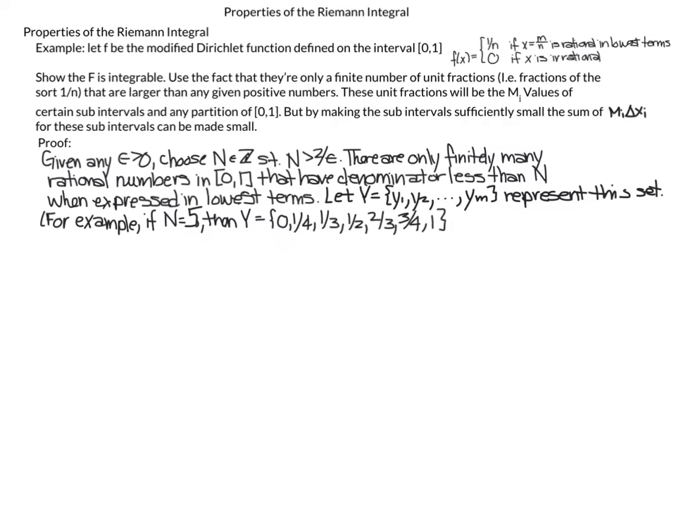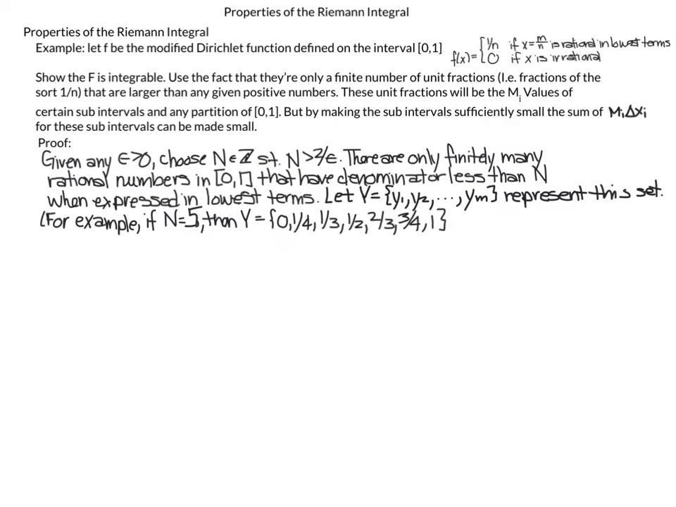So for example, if N is equal to 5, then Y is equal to 0, 1/4, 1/3, 1/2, 2/3, 3/4, and 1. And why is that? Because Y is the set of fractions that have denominator less than N and is in the interval 0 to 1. So if N is equal to 5, well, first we have 0. It can have denominator 1, and there's only one fraction with denominator 1 in the interval 0 to 1 when you reduce everything to lowest terms.